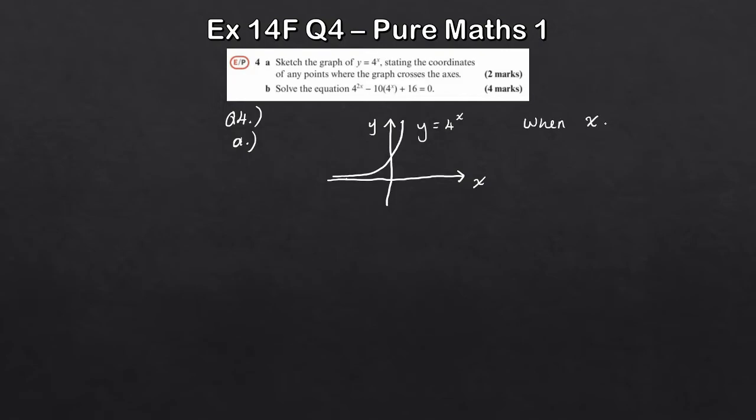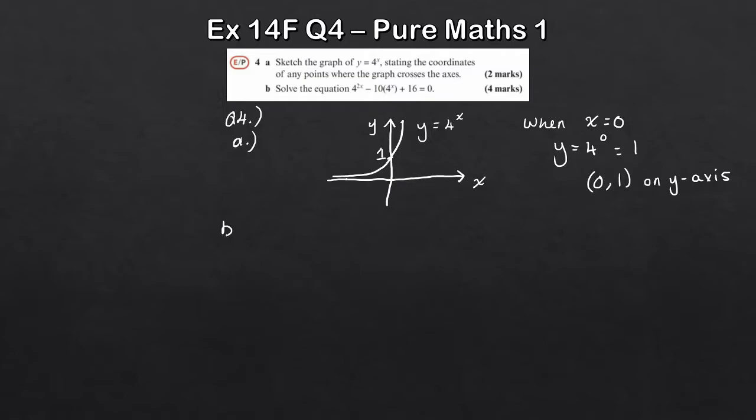So when x equals 0, what do we get for y? Well, y is going to be equal then to 4 to the power of 0. And 4 to the power of 0, anything to the power of 0, is just 1. So it cuts there at 1. So that's just the coordinates where it crosses the y-axis. So 0, 1 on the y-axis. That's just part A done.